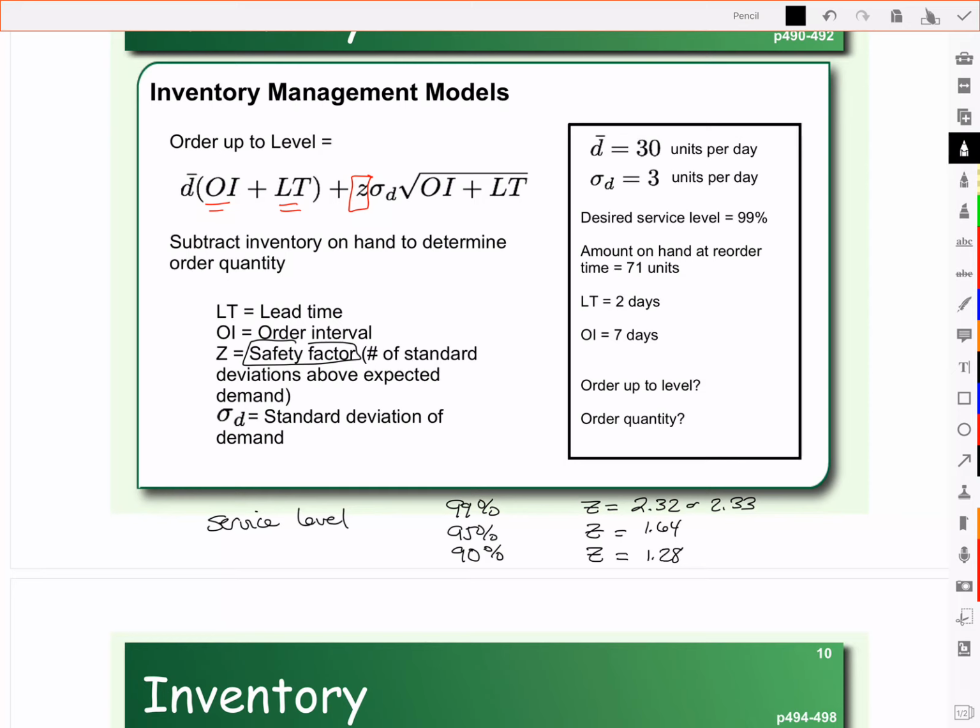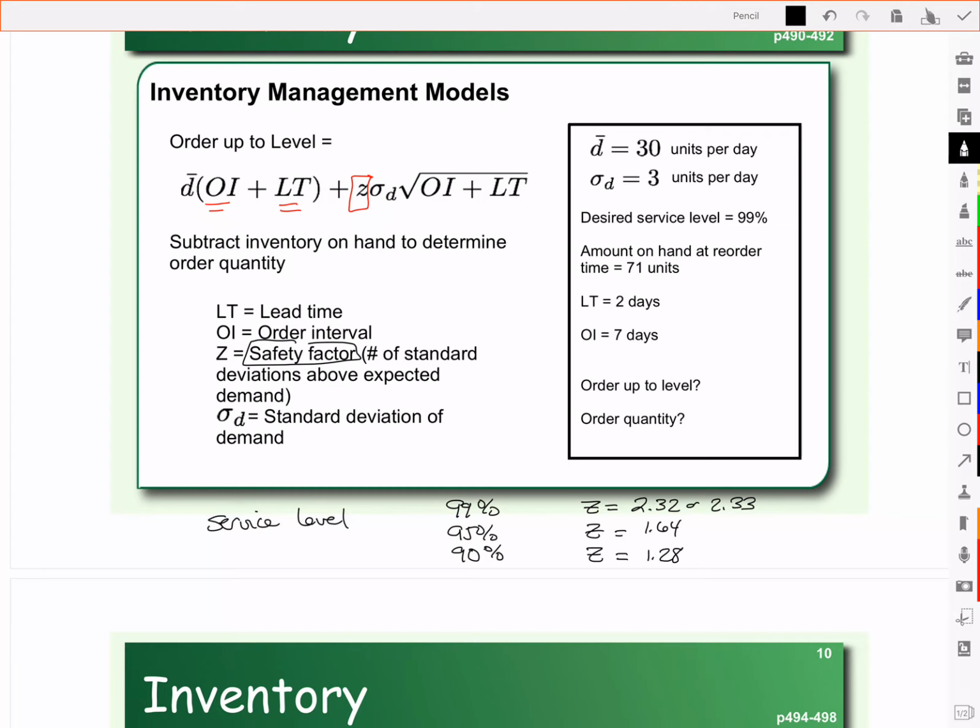Okay. All right, so go back to our order up to level. We recognize that we need to make sure we order enough so that we cover the amount we're using over time between when we place orders, and the lead time between when we place the order and it arrives, plus a safety factor that allows a little bit extra just in case, because we don't always use up the same amount of inventory every day.